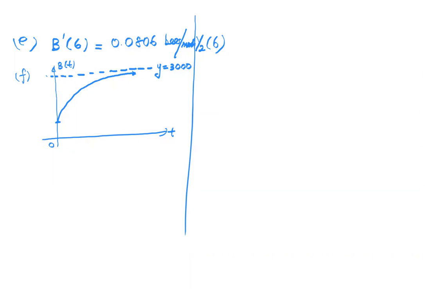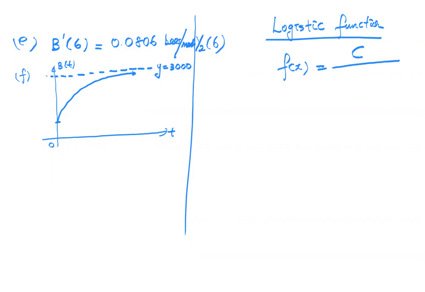Okay, I will give you the general form of the logistic function. Due to time factor, logistic function, it will go in this way. This is your C. That is the limiting value. 1 plus A e to the power negative bx. So the logistic function can go like that.